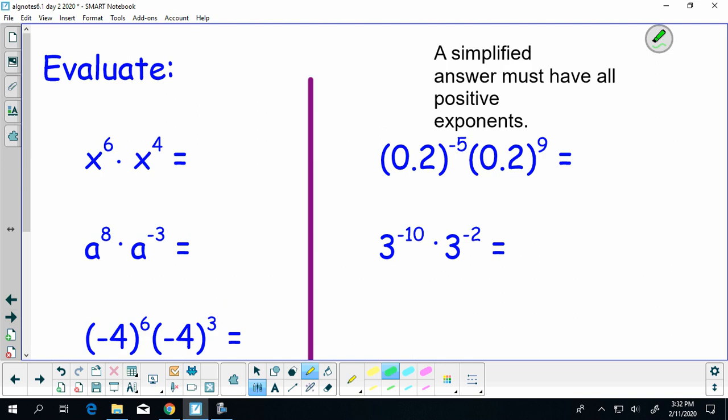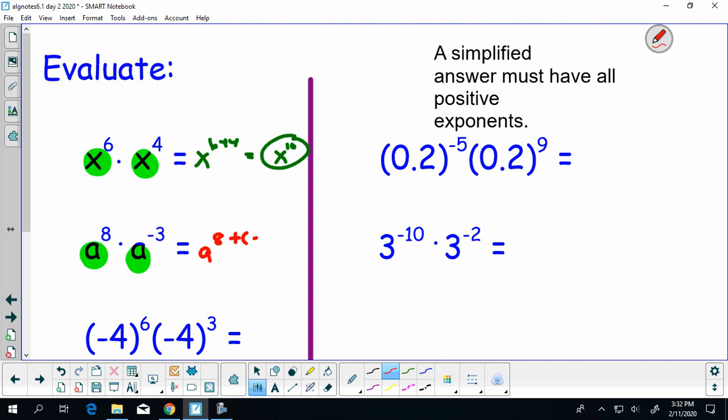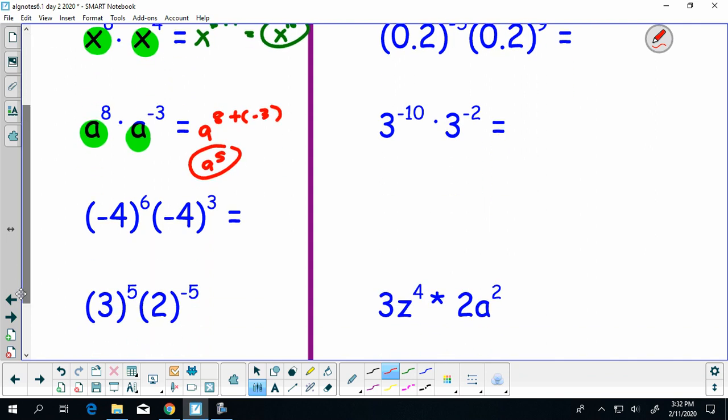So we're going to go through some examples here. Since the bases are the same, we can go ahead and add the exponents. This is x to the 6 plus 4, which ends up being x to the 10. Same thing here, since the bases are the same, I can add the exponents. So a to the 8 plus negative 3 would end up as a to the 5th. Okay, it doesn't have to just be letters. It works with number bases as well, as long as they're matching. So I've got negative 4 as my base to the 6 plus 3, which is negative 4 to the 9th power.